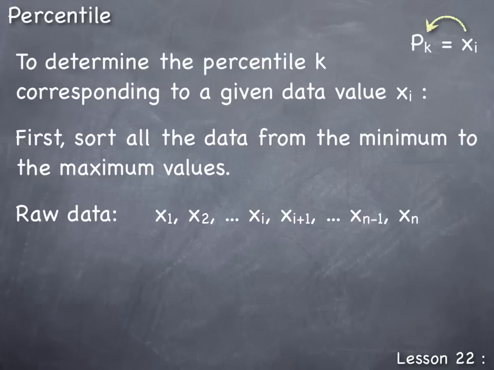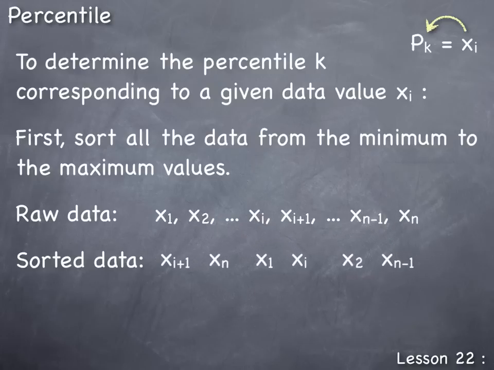So when we have the original raw data, it's the result of a random sample, so the data comes in some random order. So we use the notation x sub 1, x sub 2, and so on, all the way through x sub n, to denote the data collected in our sample. But these data values will occur in some random order. So we need to sort this data from the minimum to the maximum data value.